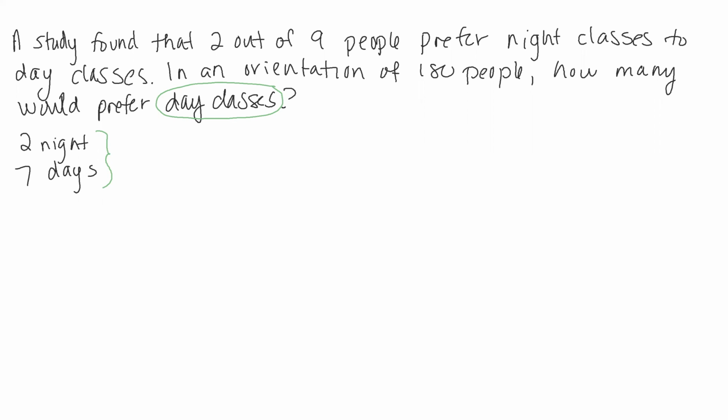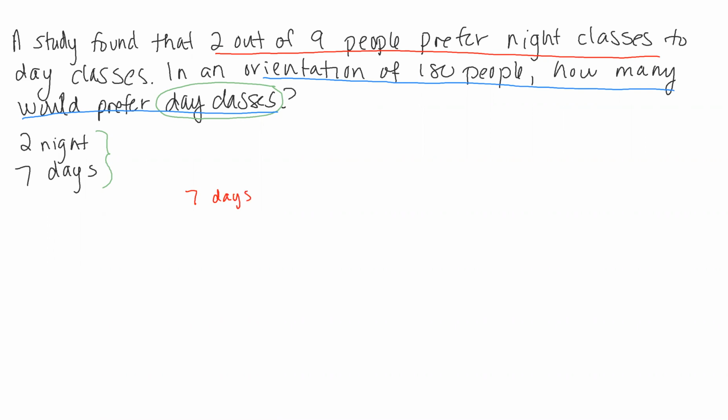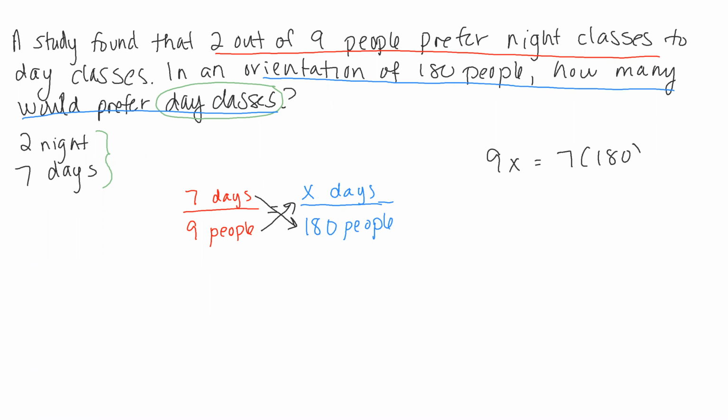Okay, so we know out of 9 people, we have some that prefer nights, but I'm going to go ahead and switch it to days. And then we're looking at an orientation of 180 people. How many would prefer days? Okay, so I've got 7 prefer days out of just 9 people. And then we're going to find how many prefer days. We don't know. Out of 180 people. We've got an orientation with 180 people. We want to see, assuming this same rate, 7 out of 9 people prefer days, how many in this group of 180 people will also prefer days. So we're ready to cross multiply. So I'm going to get 9 times x equals 7 times 180.